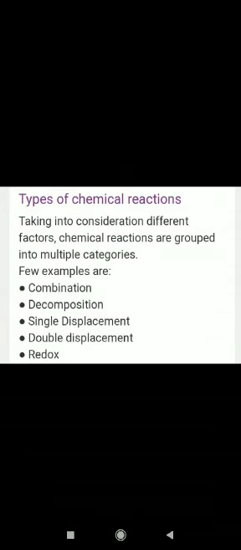Types of chemical reaction. Taking into consideration different factors, chemical reactions are grouped into multiple categories. Few examples are combination, decomposition, single displacement, double displacement, and redox.